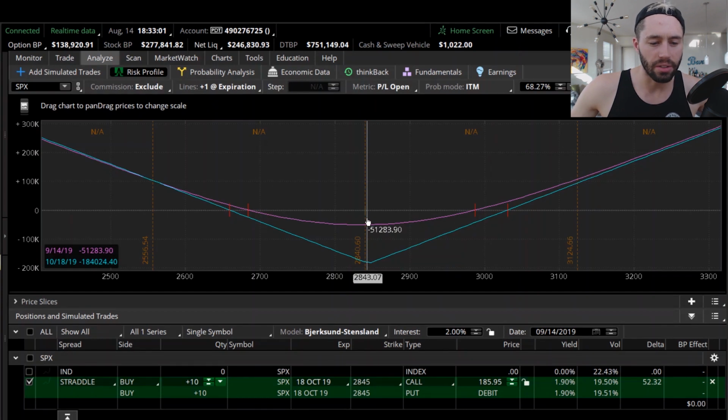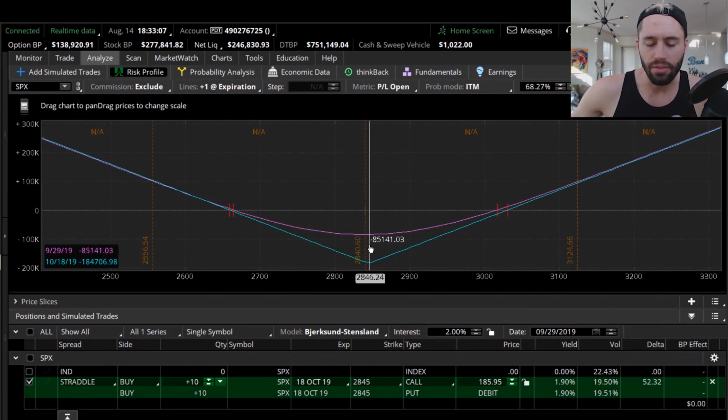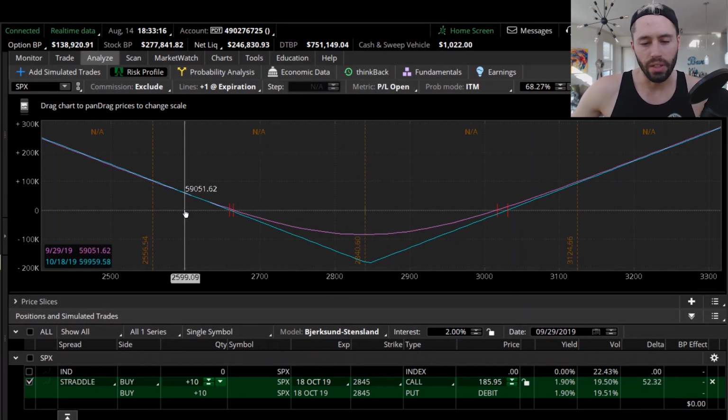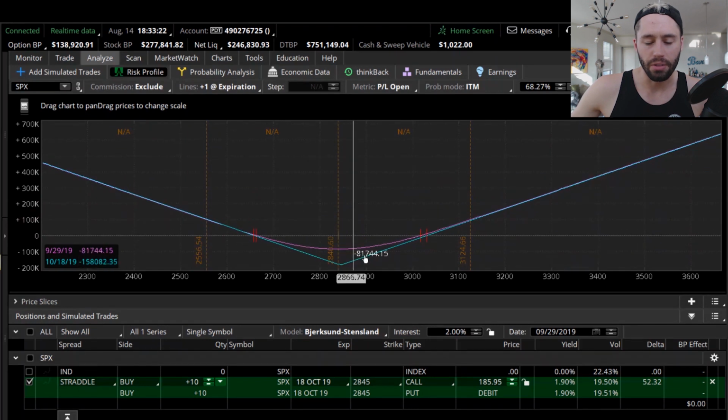You can see now this straddle's down 51 grand. And as it keeps going down, keeps going down, keeps going down, now this thing's down 85 grand as long as it doesn't move anywhere. But let's say SPX tanks and it goes all the way to 2,600 at 929, then we're up 59,000 bucks. So that's pretty interesting. And then you can zoom out and just see what are all my possible payoffs with this thing. So this date thing is very, very critical.